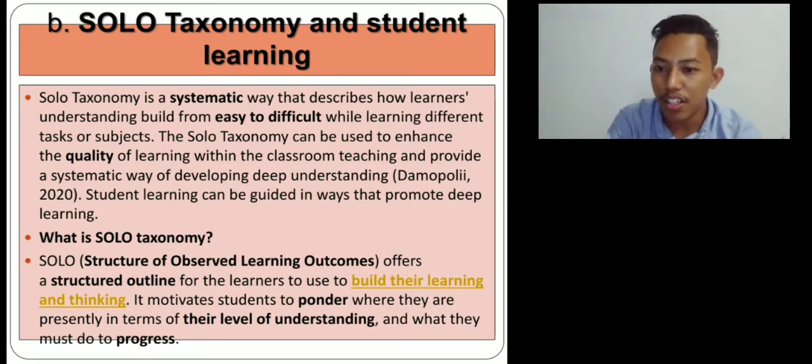SOLO taxonomy means Structure of Observed Learning Outcomes. It offers a structured outline for the learners to use to build their learning and thinking. It motivates students to ponder where they are presently in terms of their level of understanding and what they must do to progress.